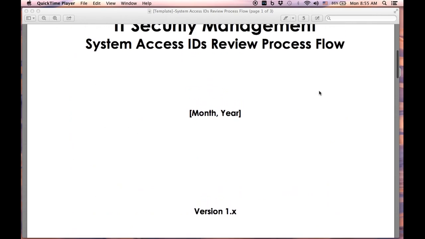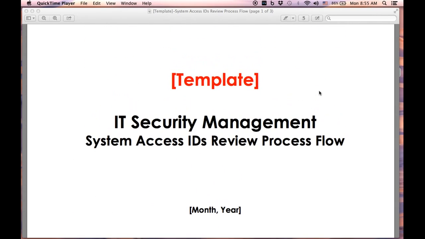This is just for example on the system access ID review process workflow.